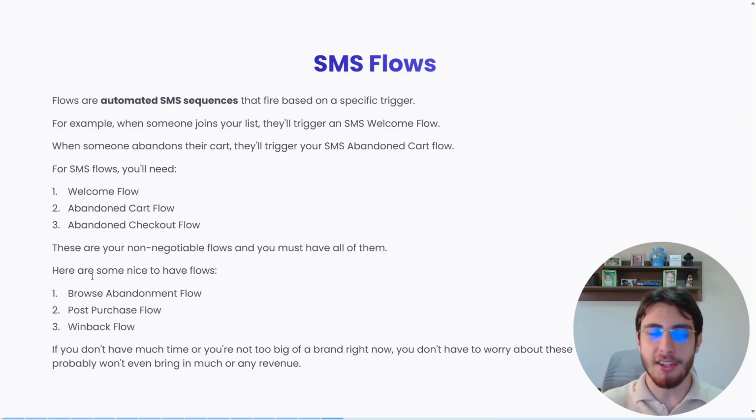And then you can have some nice-to-have flows, such as a browse abandonment flow. For example, someone views a specific product on your website, they leave that product page, and then they receive a browse abandonment flow like, hey, we know you've seen this product, maybe you want to reconsider the purchase, something like that, right? Post-purchase flow. So self-explanatory pretty much. They buy something from you.